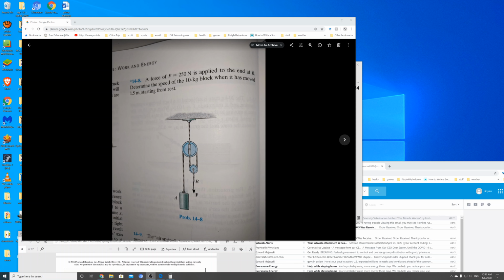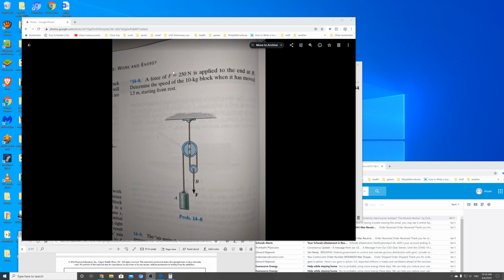Okay, I'm going to take a look at problem 14-8. This is a pulley problem. I wanted to look at least one pulley problem. So in this particular problem, you have a force pulling down on the right hand side, and that's causing this weight to lift.